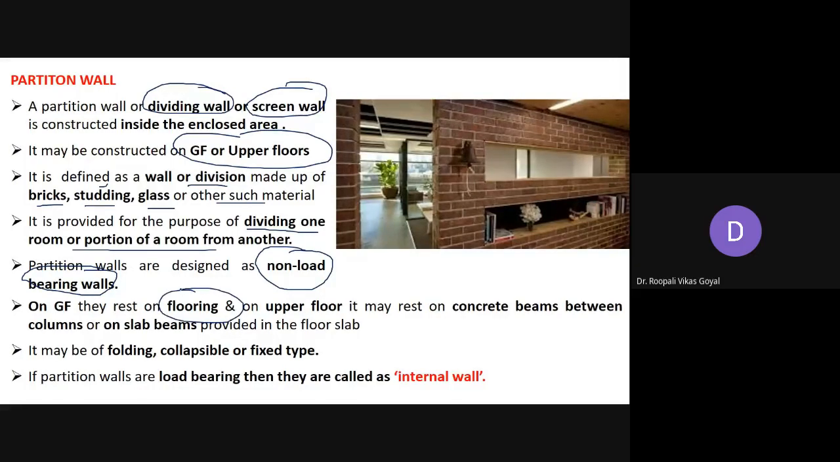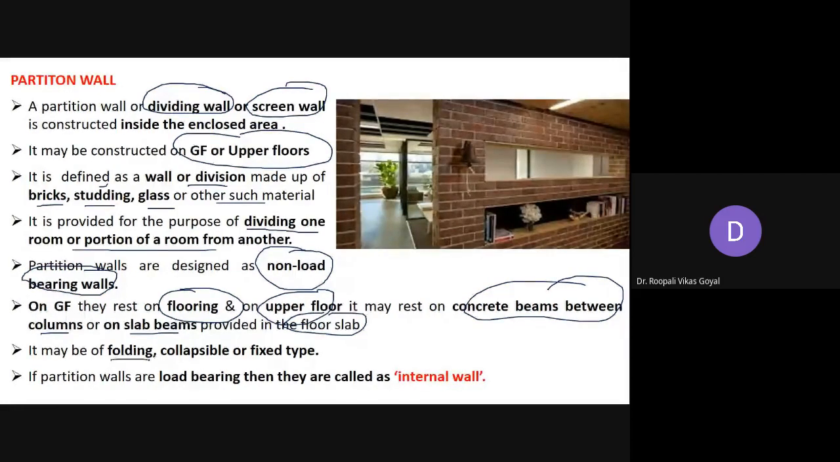Definitely, on the ground floor it will rest on the flooring. And if it is on the upper floor, then it will rest on cement concrete beams between the columns or on the slab beams which are provided in the floor slab. So basically on the upper floor, it normally rests on the beams, but on the ground floor it is on the flooring.